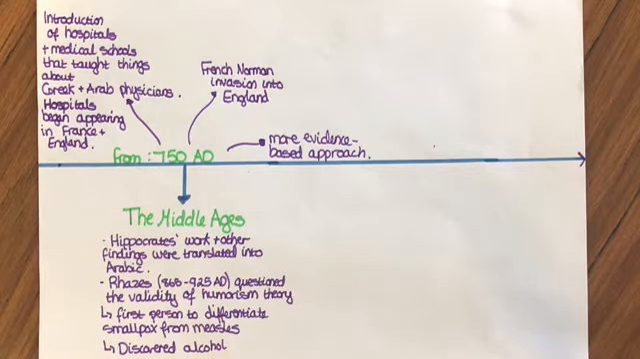Razes questioned the validity of humorism, and he was the first person to differentiate between smallpox and measles, and he discovered alcohol. The 750 AD led to a more evidence-based approach to different findings, because Hippocrates didn't have as much evidence to go towards his theory of humorism.